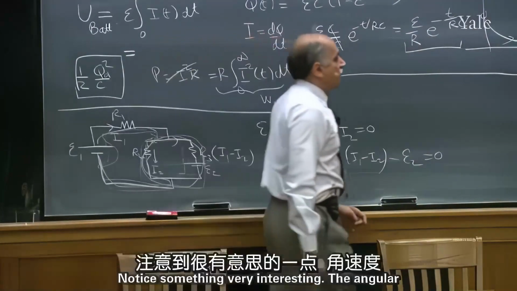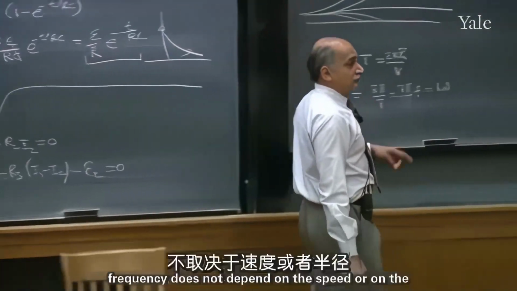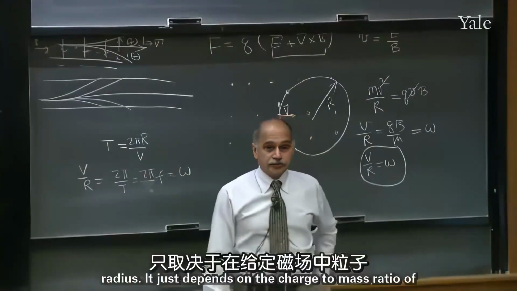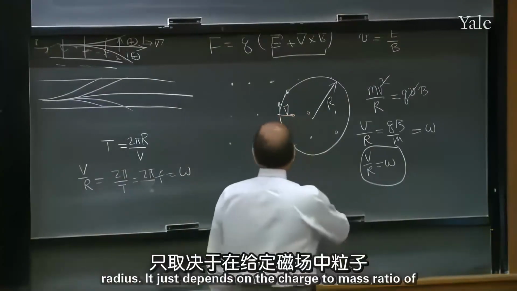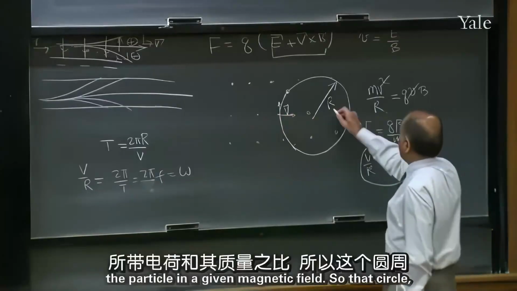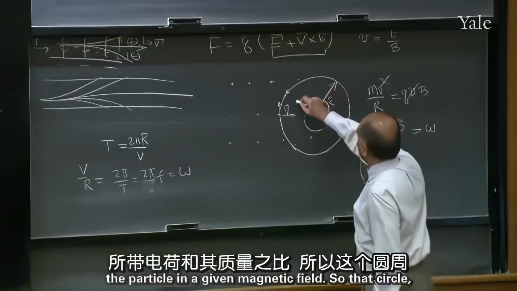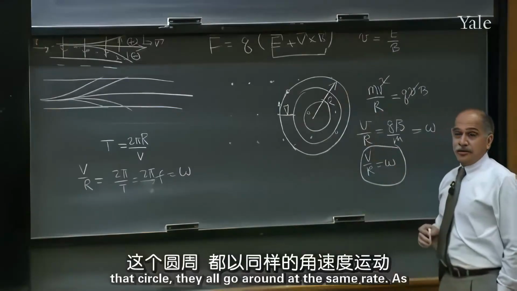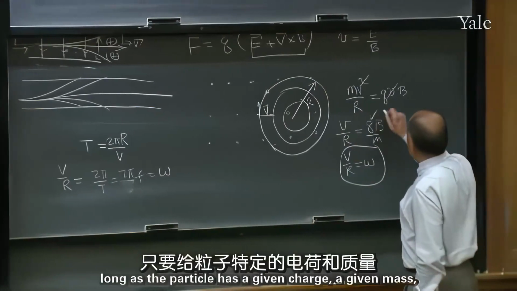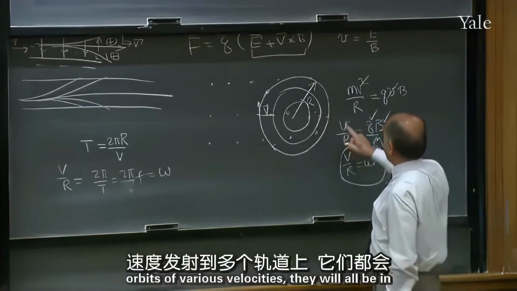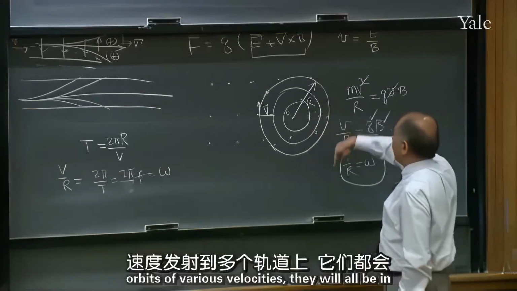Notice something very interesting. The angular frequency does not depend on the speed or on the radius. It just depends on the charge to mass ratio of the particle in a given magnetic field. So that circle, they all go around at the same rate. As long as the particle has a given charge, a given mass, it's in a given magnetic field, you can launch them in orbits of various velocities. They will all be in sync.